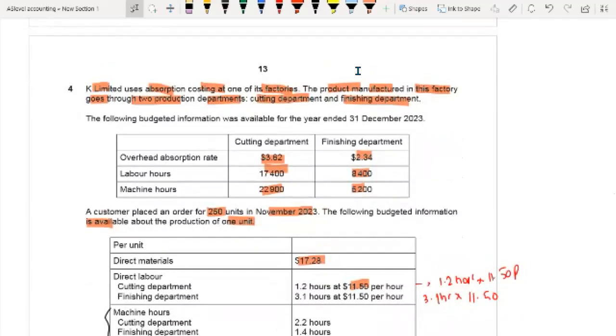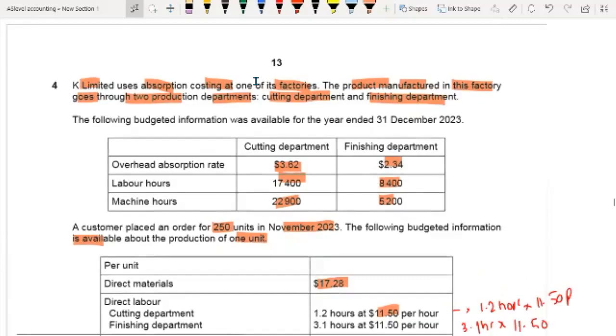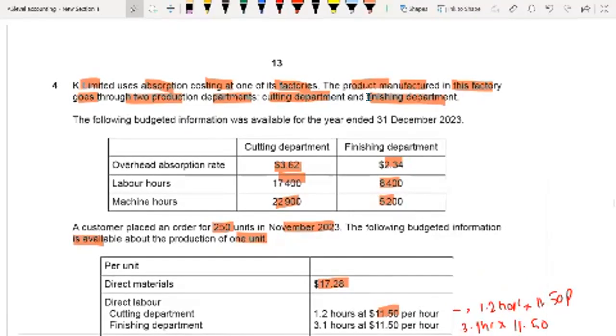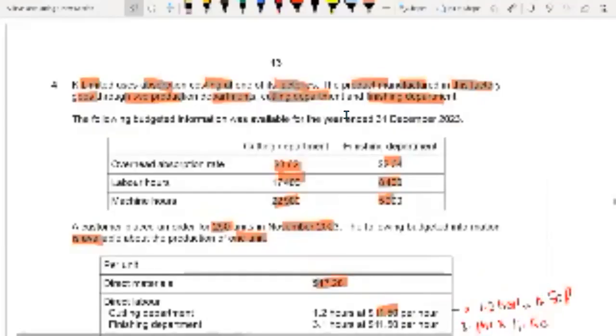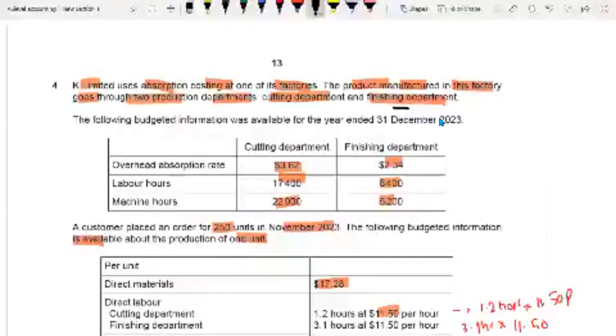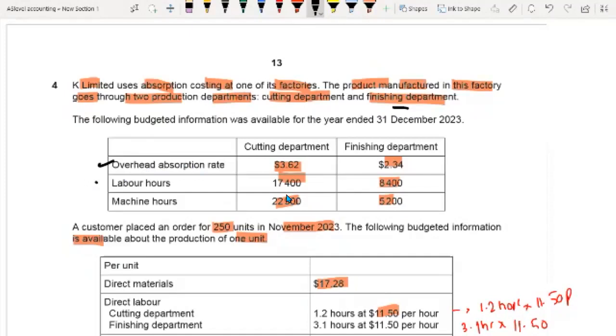So now we have question number 4 finally. K Limited uses absorption costing in one of its factories, and the product manufactured in this factory goes through two production departments, the cutting department and the finishing department. The following budget information was available for the year end 31st December 2023. So this is the overhead absorption rate. Normally we have to find the overhead absorption rate, but in this question we don't need to find it out. But yes, there are budget overheads given. Labor hours for the cutting department, this and this.